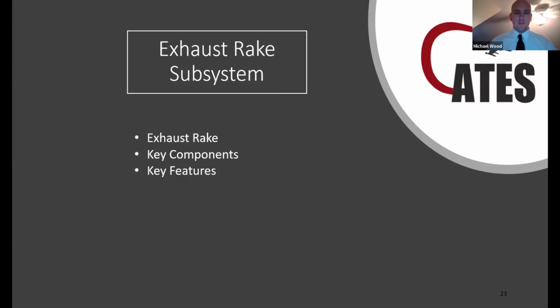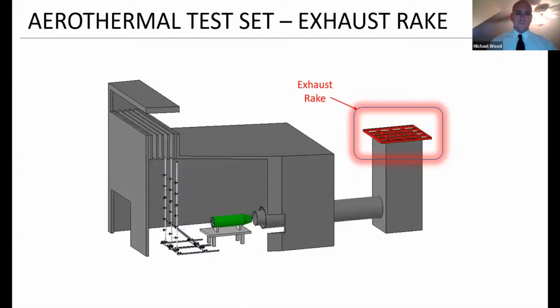Next slide. So during test cell verification, we'll have 2 rakes running, the intake rake, as you saw before, and then the exhaust rake will be on the top of the exhaust stack, and as you see circled in red to your right. Next slide.